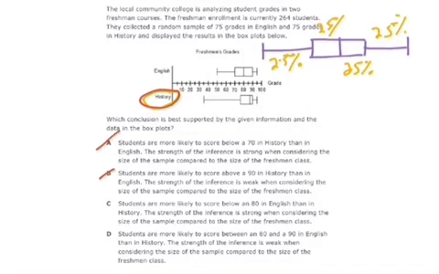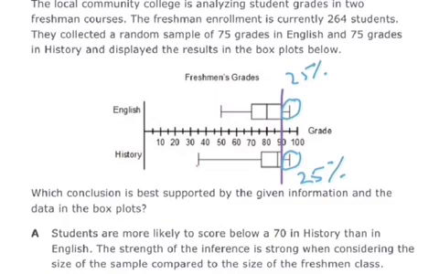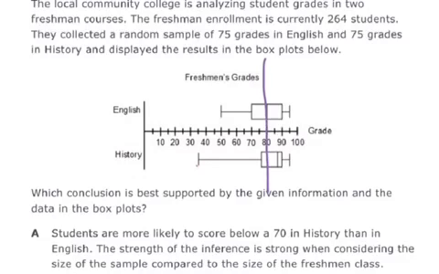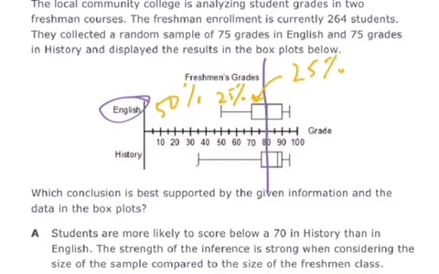C says students are more likely to score below an 80 in English than in history. Let me wipe this here. So below an 80 in English than in history. So 80 is right here. And it says students are going to be more likely to score below an 80 in English than in history. So there's going to be more data for English. If we look at English, I have 25% falls where that whisker is. And then I'll put an arrow, another 25% falls right there. So 50% of the English data is below an 80.